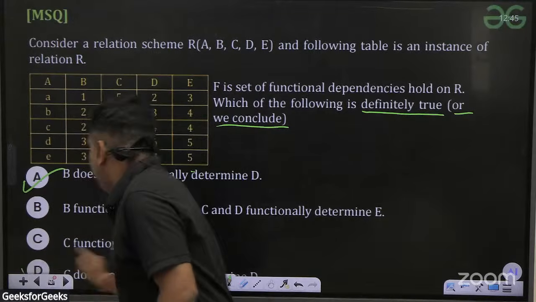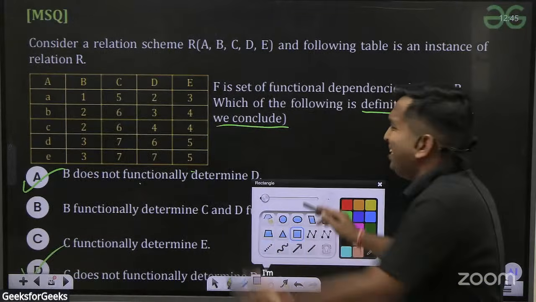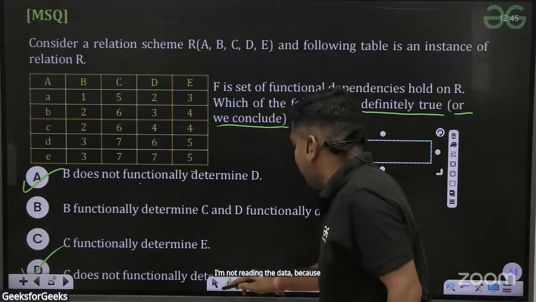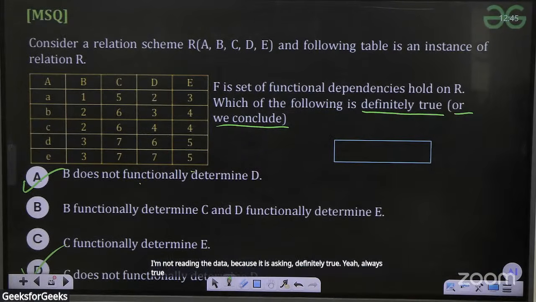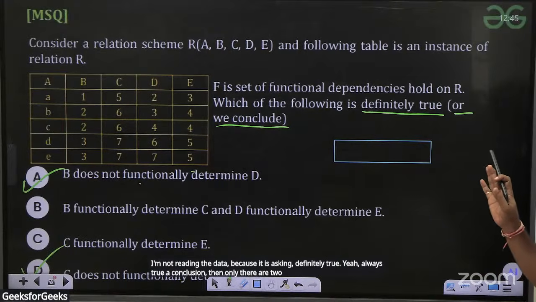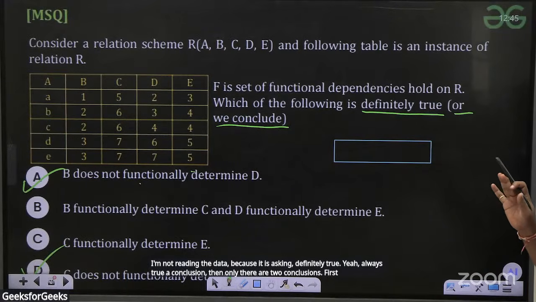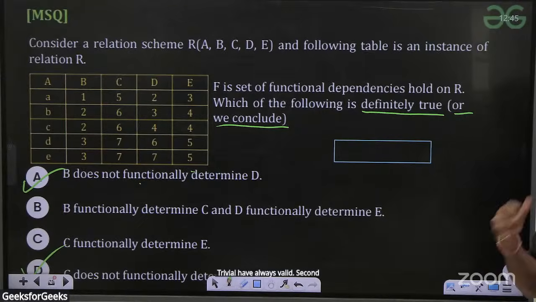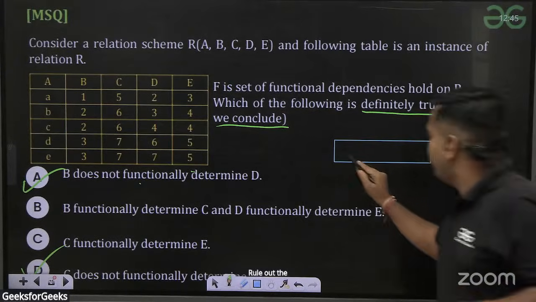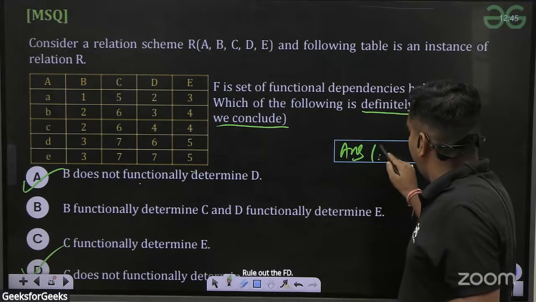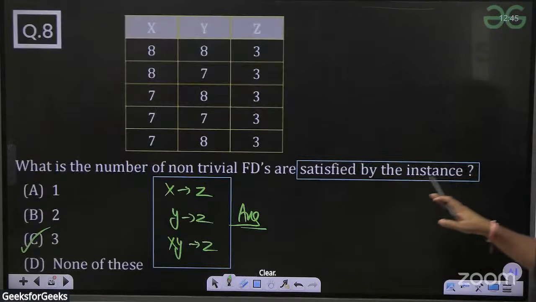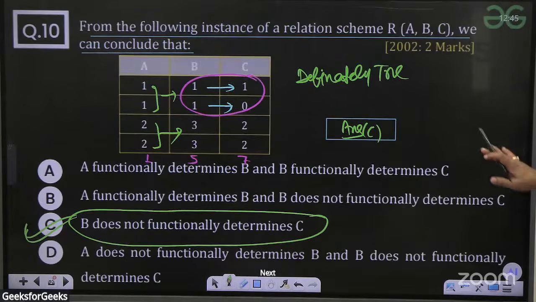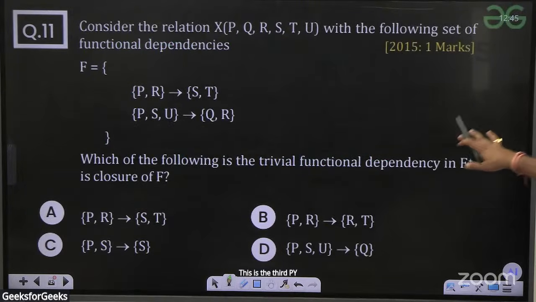A and D. I'm not reading the data because it is asking definitely true, always true, conclusion. Then only there are two conclusions. First, trivial always valid. Second, rule out the FD. Clear, everyone? Next, this is the third PYQ.